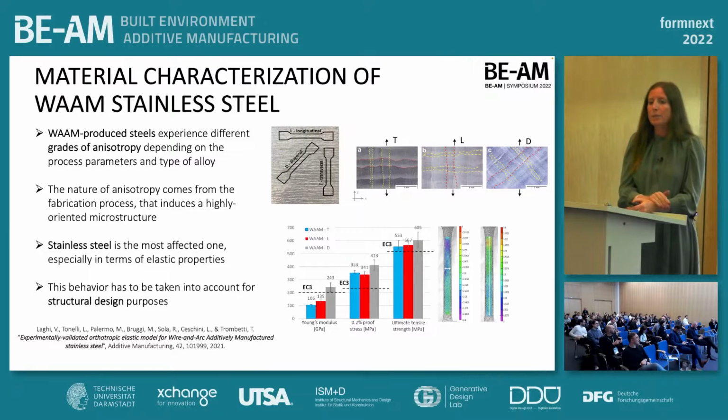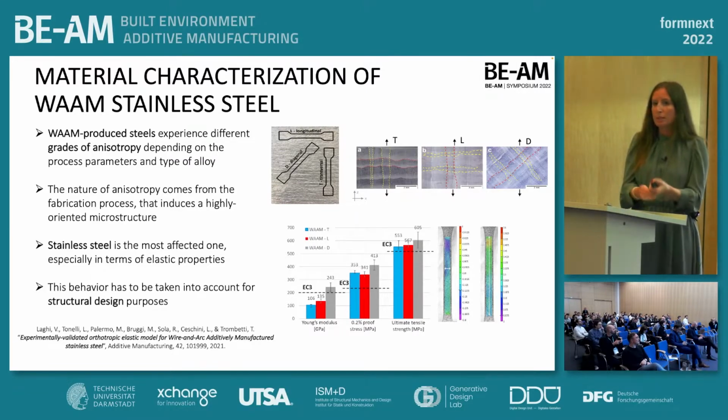In this case, we matched our results with the metallurgy department, and we actually saw that it was all in terms of the microstructure. The microstructure from this layer-by-layer deposition created a grain orientation, and the grain orientation was what made the printed stainless steel piece highly anisotropic, and in particular orthotropic.